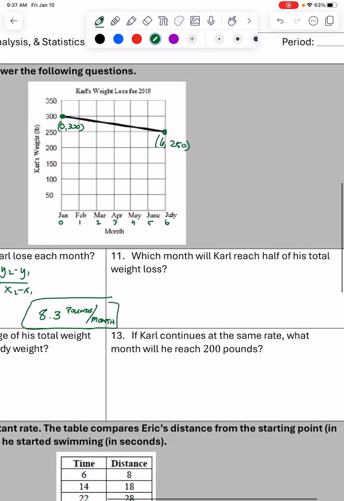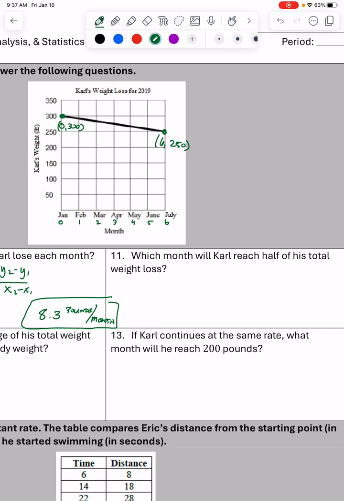Which month for 11, which month will Carl reach half of his total weight loss? So half of his total weight loss, it looks like, between 300 and 250 would be about 275. So that looks like that's about in the middle of those two. So that looks like April. He would be halfway there, okay?